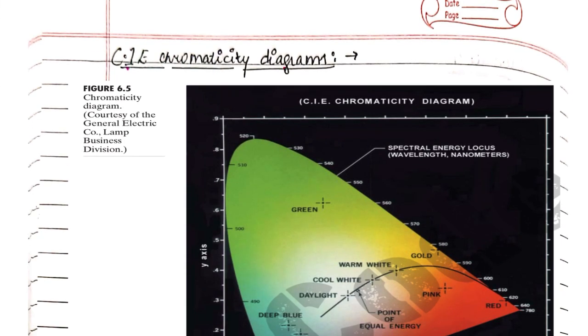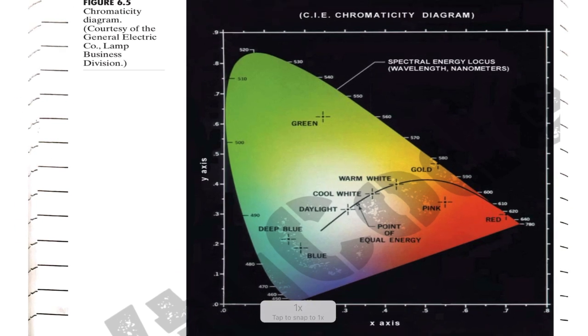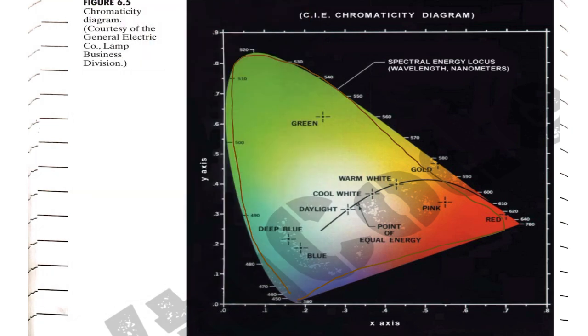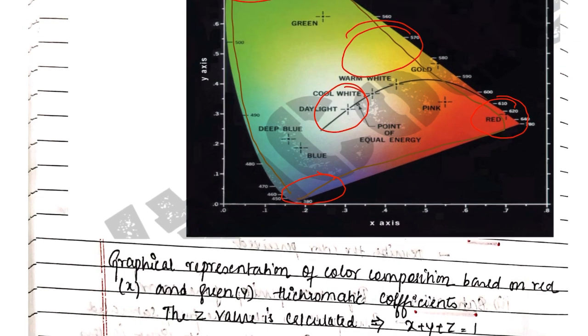Next is the CIE chromaticity diagram. This is very important when it comes to exams. The figure looks like this. You have to remember it forms a particular shape. I'll change the color of this pen. This part is red, this is a bluish region, here again it is green, in between you see some yellow, and here you get a white color. So this is the CIE chromaticity diagram. You have to draw the diagram like this.